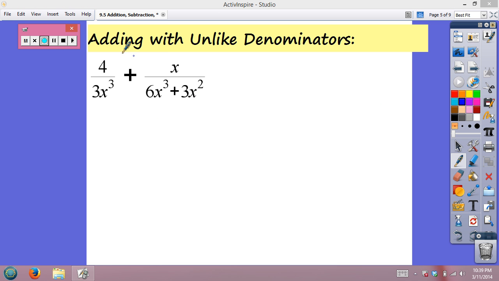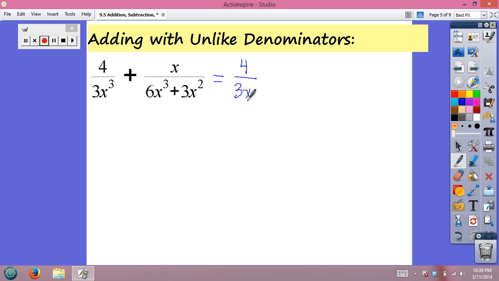So we're going to step this up a notch and apply it to our rational expressions. The first thing we want to do is make sure that we have our fraction denominators in simplest form to find a least common denominator. So what we have here, 4 over 3x cubed, is in simplest form. We cannot factor that any further, so we're going to leave it be.